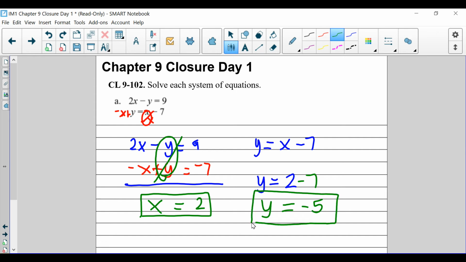And there it is. We have the system solution, which is 2, comma, negative 5. And there we go. All right, everybody, let's go and move on.